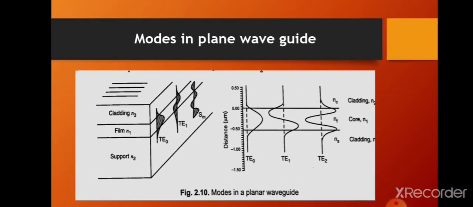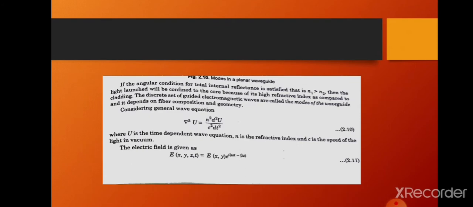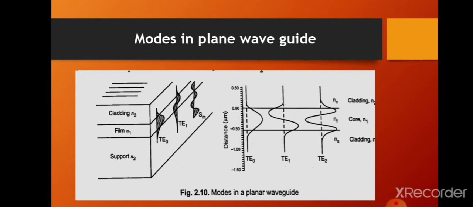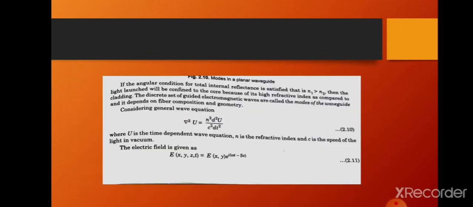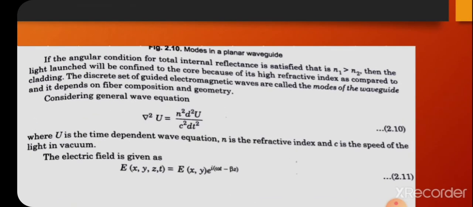These are the modes in a planar waveguide. Next, we can see that for the light to propagate inside the core, that is through the film n1, it should satisfy the total internal reflection condition. That means n1 should be greater than n2, and in that case the discrete set of guided electromagnetic waves are called modes of the waveguide, and they depend upon the fiber composition and geometry.